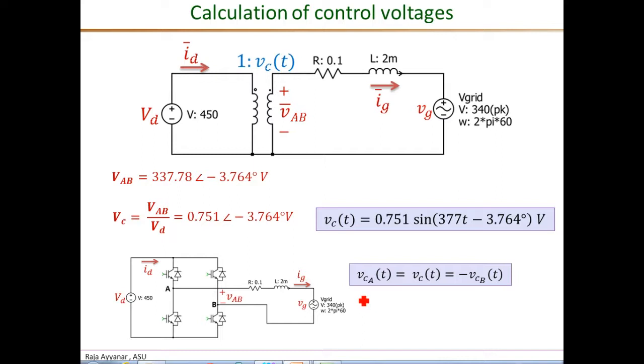And in a two-pole converter in this switching model, the control voltage for leg A is the same as VC of t, and the control voltage for leg B is minus 0.751 sine omega t minus 3.76 degrees.